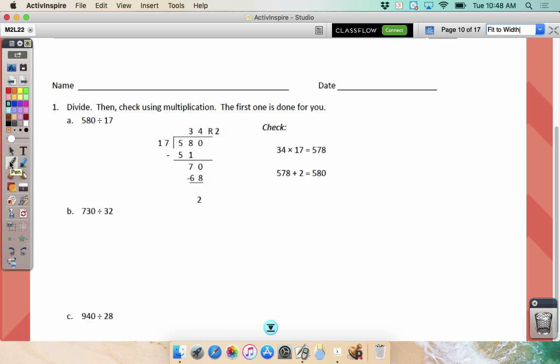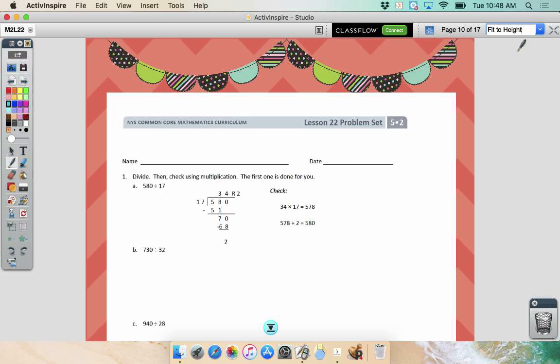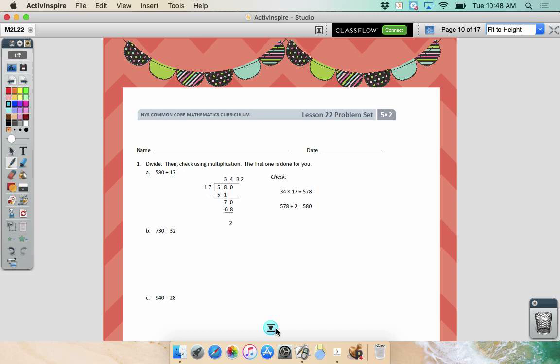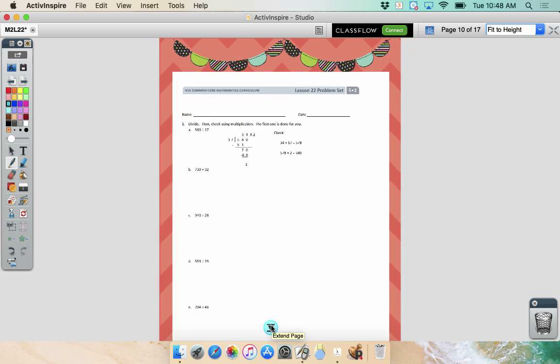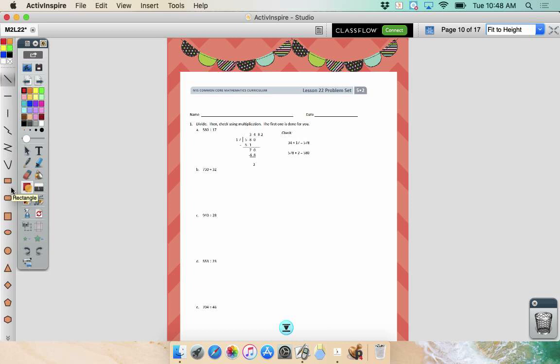Okay? So we're going to change this up just a little bit. The first thing I want to do is draw some lines so that we can separate this thing out. Okay? So you follow my lead and do the lines like I'm doing them. That's what your ruler's for.